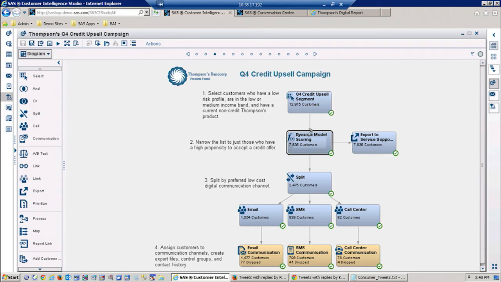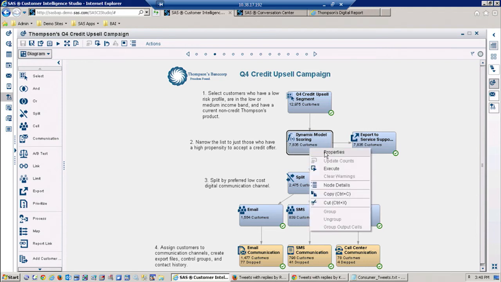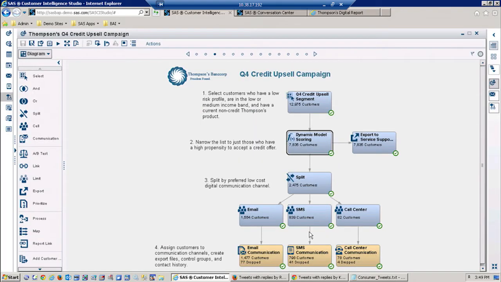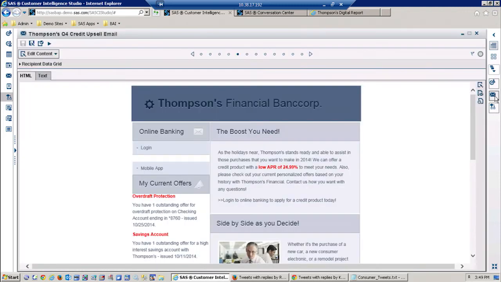Now, one of the things that they want to do is use an analytical model score to further limit the segment. And the model score they've chosen to use is the propensity to purchase a credit card. So those that are in the top 60% are left in this campaign, and the bottom 40% get dropped from the campaign. Next thing we do, we split based on preferred contact channel, and we're able to send out low-cost digital offers to satisfy marketing budgets, right?